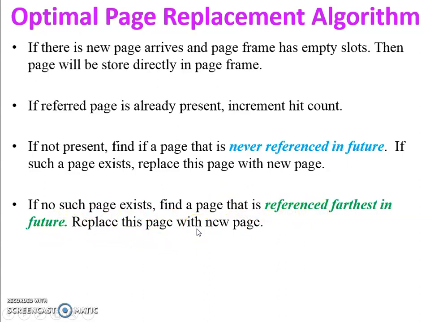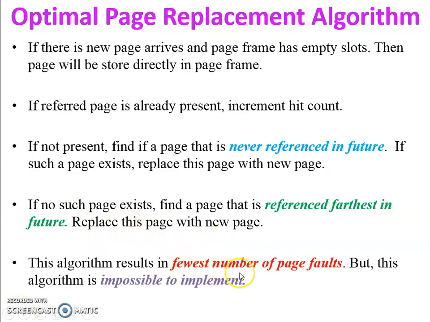For example, there are 3 pages and the page frame is full. P1, P2, P3 are inside the page frame. P4 comes. Now check which one is never used in future. During the verification we find all the pages come in future. So how can we replace? Replace the one that comes farthest in the future. This algorithm results in the fewest number of page faults, but it is impossible to implement. So practically it is impossible.